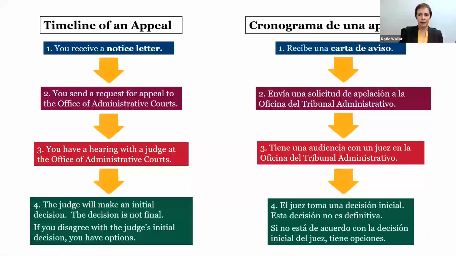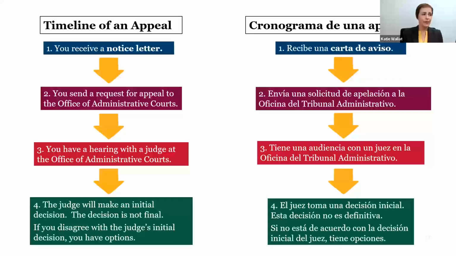Here is a page from our first guide, and you're going to see this page a few times. This outlines the basic overview of the steps of what happens when you go through the appeals process. So almost always, it starts with a notice letter, as we discussed. After you receive that letter, you send in the request to appeal to the Office of Administrative Courts. We'll touch on this more in a minute. Third, you have a hearing with the judge at the Office of Administrative Courts.